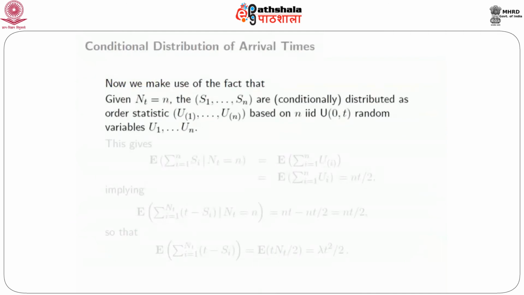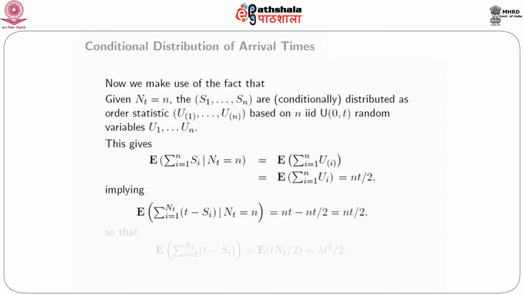Now we make use of the fact that given Nt equal to n, the S1, S2, Sn are conditionally distributed as the order statistics U bracket 1 through U bracket n based on n IID uniform 0 to t random variables U1, U2, Un. And of course the sum of the order statistics is the same as the sum of the original random variables. So this basically gives that the conditional expectation of the summation of Si, i equal to 1 to n, given Nt equal to n, is the same as the sum of the n order statistics based on n IID uniform 0 to t random variables. But the sum of order statistics is the sum of the original random variables. And now we have a sum of a bunch of uniform random variables on 0 to t. Each has expectation t over 2. So this is nt over 2.